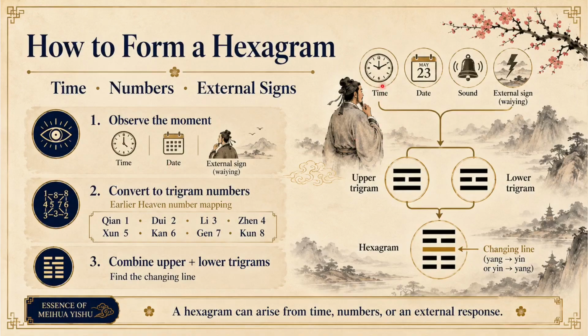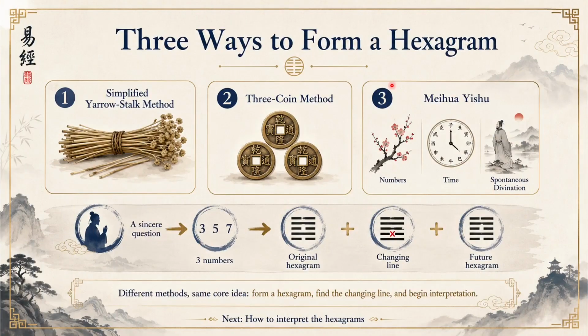For example, you may use the year, month, day, and hour to calculate the upper trigram, the lower trigram, and the changing line. Or you may use a number that suddenly appears, the number of objects you see, the direction of the sun, or another meaningful event or number in that moment. So overall, now we have 3 methods to form a hexagram: the simplified yarrow-stalk method, the 3-coin method, or the Meihua Yishu. But the core idea is the same, getting 3 numbers, 1 for the inner trigram, 1 for the outer trigram, and 1 for the changing line.